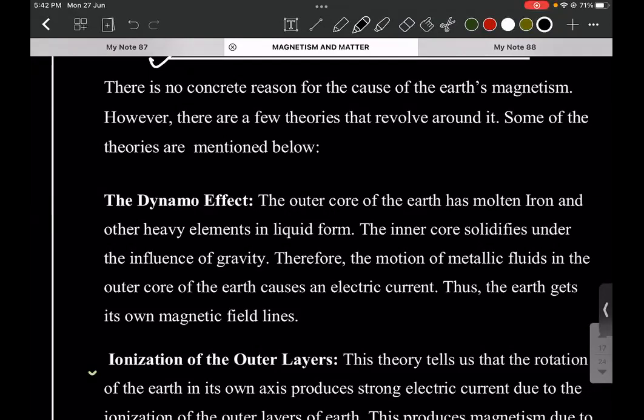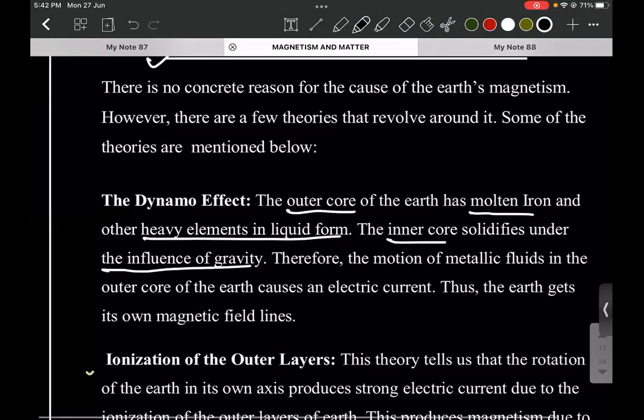So having that theory in mind, what they said is that the outer core of the Earth is there. When you divide the Earth into different layers, they're saying that the outer core has iron in molten form, and other heavy elements in liquid form. The inner core solidifies under the influence of gravity. I told you, you have Earth's magnetism as well as the gravitational field. So due to the rotation of Earth and the gravitational field, the materials present in the core are solidified. If they are solidified, what is going to happen? They cannot obviously flow, right?